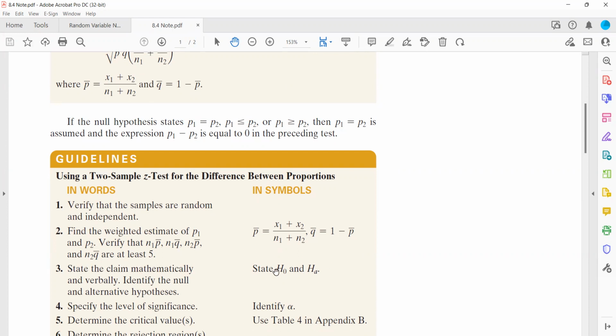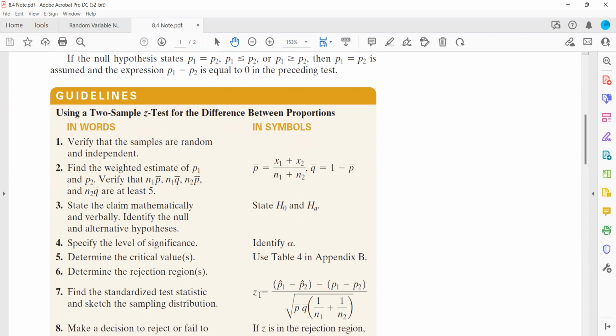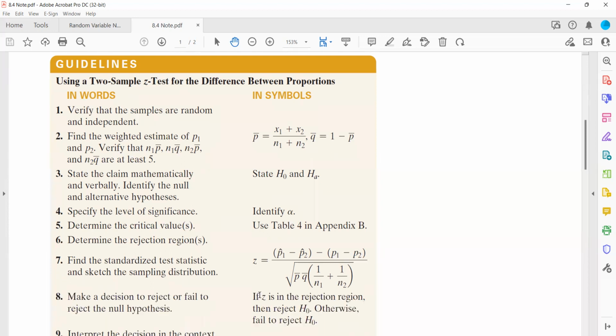Identify your null and alternative hypothesis. What is the level of significance? If you're using the rejection region, you can find the critical value using your level of significance, or just directly use your standardized test statistic Z and find the p-value. Okay, let's go over one example together to feel comfortable about what's going on when we are dealing with the difference between proportions.